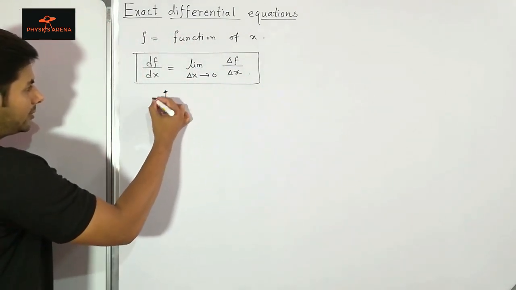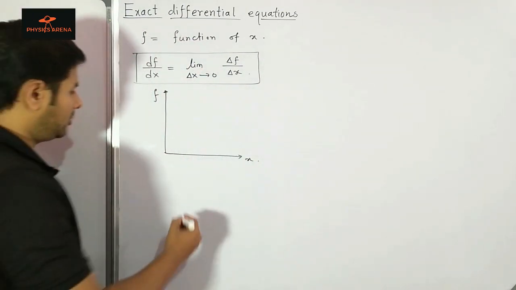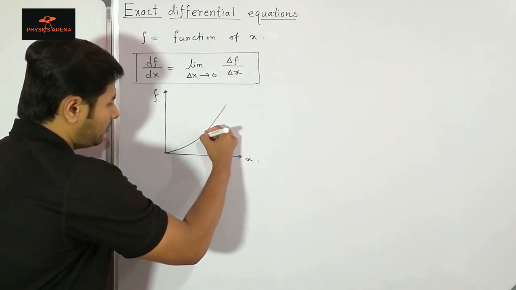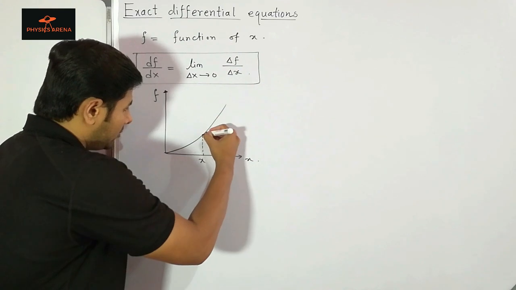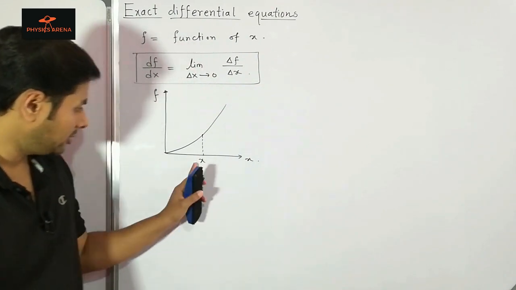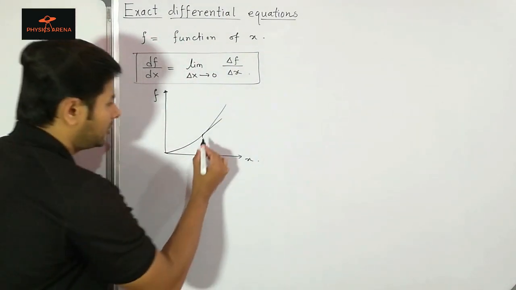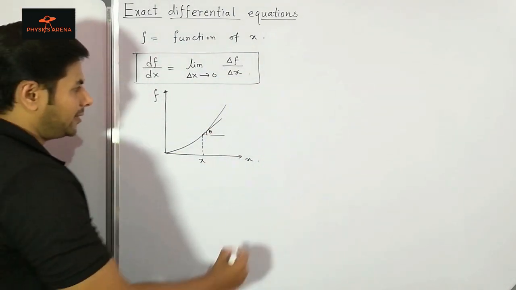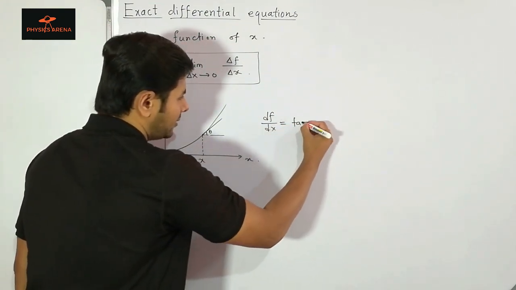Suppose we plot this graph between f and x. Suppose it looks like this. If we take this point, let's call it x, then the derivative of f with respect to x at this point means the slope of the tangent line at this point. So if this angle is theta, we know that df by dx at this value of x is given by tan of theta.